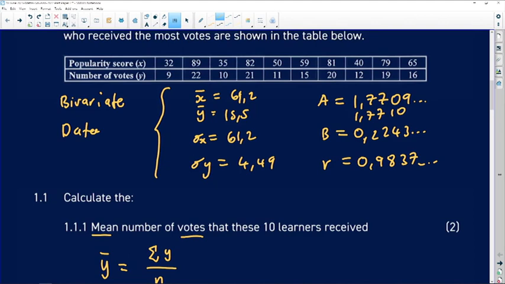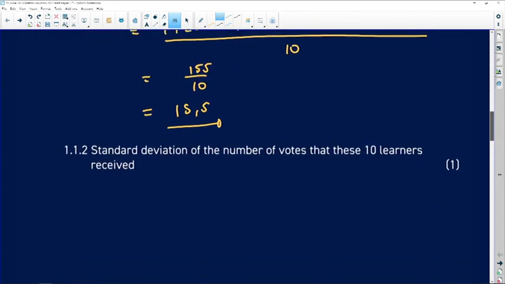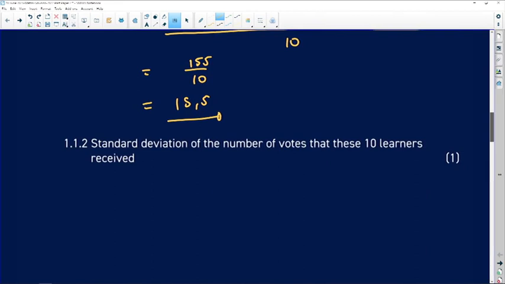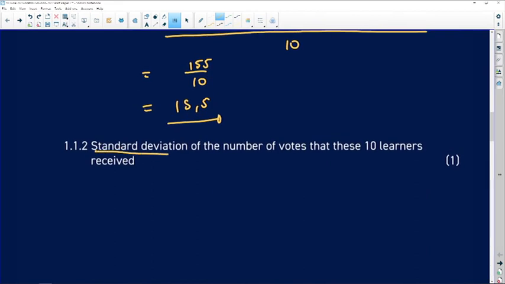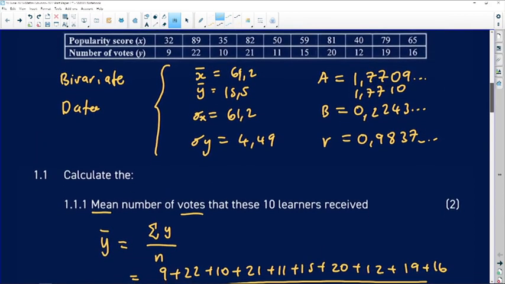Okay, so what I'm looking at now are just the 7 parameters. If I now get any question, I will be able to answer it based on the information that I've collected about my data. Right, so 1.1.2 is asking us for the standard deviation of the number of votes that these 10 learners received. Number of votes is y, so we're basically looking for sigma y, small letter s from Greek, that's how you write it. So the standard deviation of the y values, if you go back and check closely, is 4.59.